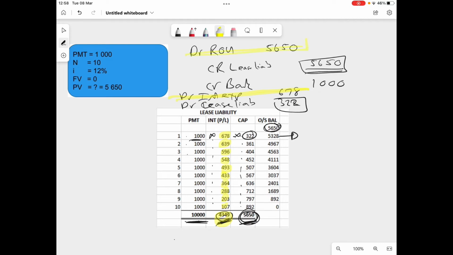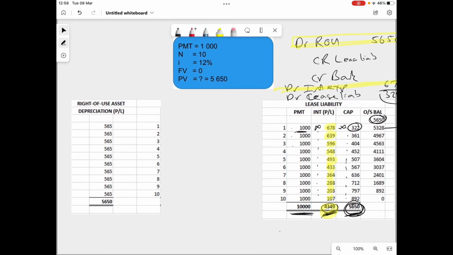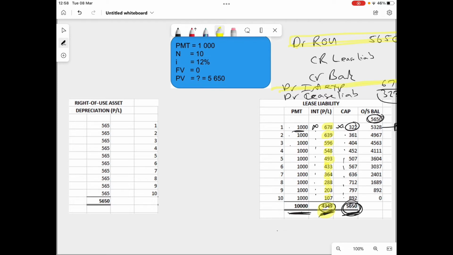So because of this fact that we have the right of use asset, this right of use asset will also be depreciated over the 10 years. So we'll have another expense. If we now look at our right of use asset, we will calculate depreciation on that over the 10 years. So we'll have depreciation expense to the P&L of 565 every year. So over the 10 years, we've got the full 5650, which is the original amount of my right of use asset. So this also all goes to P&L every year.